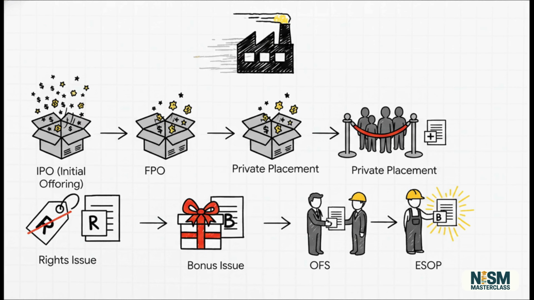Now listen closely for the exam. A rights issue asks existing shareholders to pay for discounted shares. But a bonus issue? That gives existing shareholders shares completely for free. Finally, an offer for sale, or OFS, is just the existing promoters selling their own shares to the public, and ESOPs are used as sweet rewards for hardworking employees.